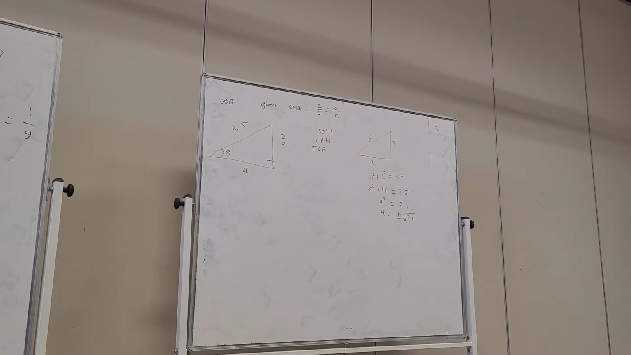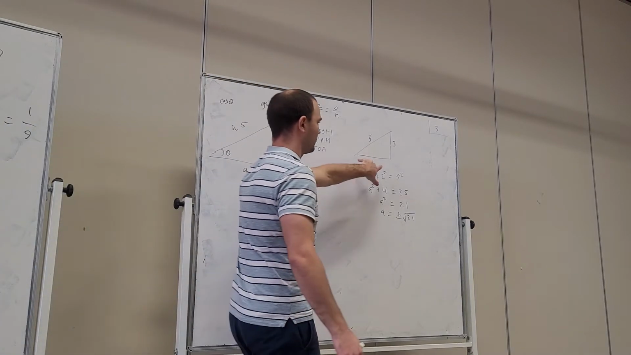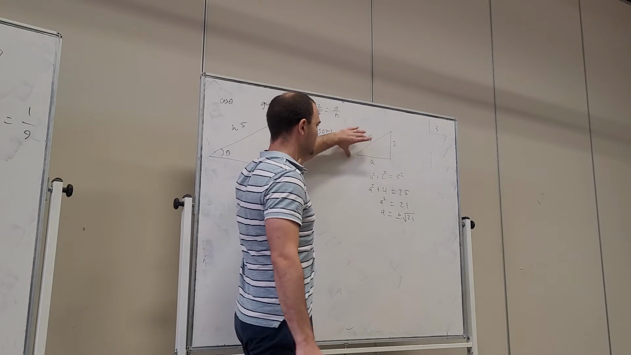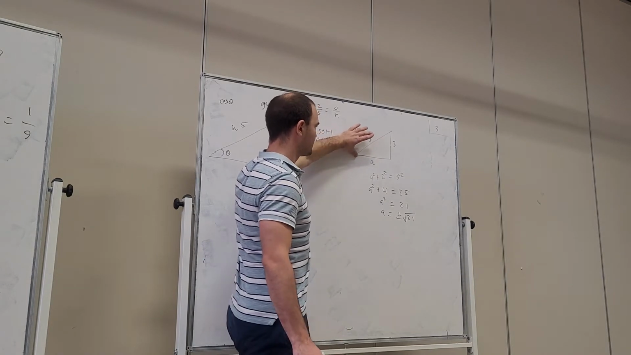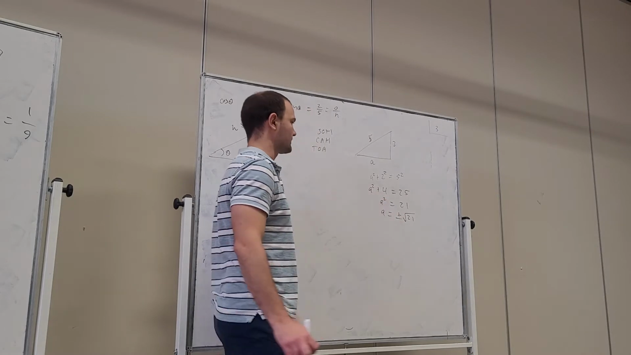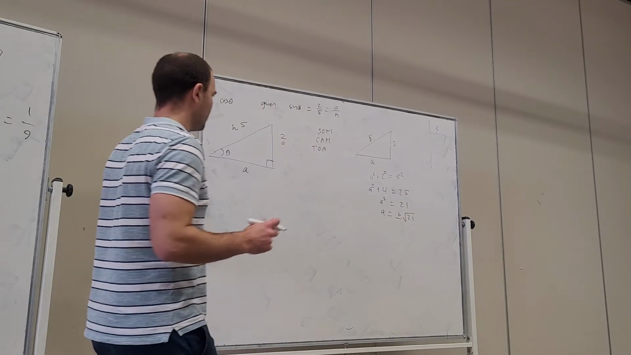Now, generally we don't consider negative lengths, right? You can't say a length can be negative. But for these purposes, this is an abstract triangle where we're considering the direction of it, and we're considering the unit circle. So we do need to include plus or minus. Okay, so we've got our value for A.